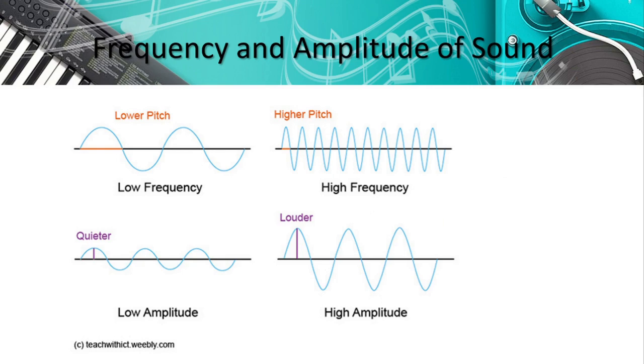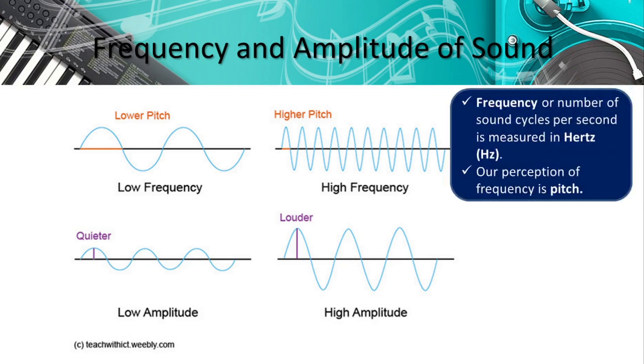We have learned about two properties of sound that play important roles in the hearing mechanism. They are the frequency and amplitude. Frequency means the number of sound cycles or sound waves per second. It is measured in terms of hertz.